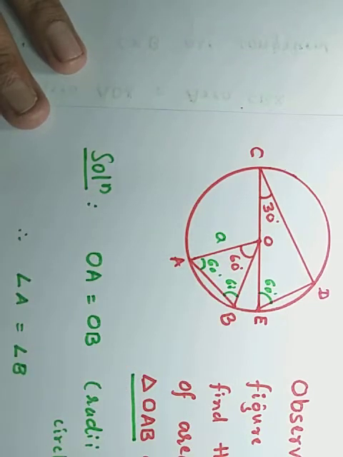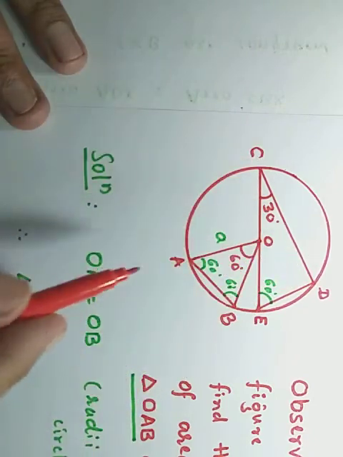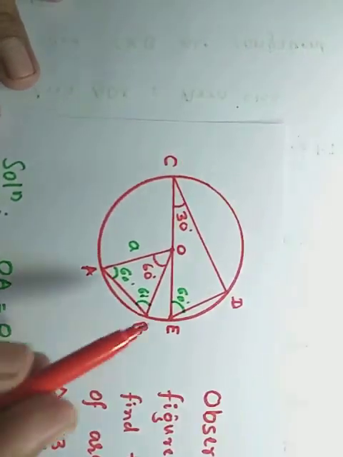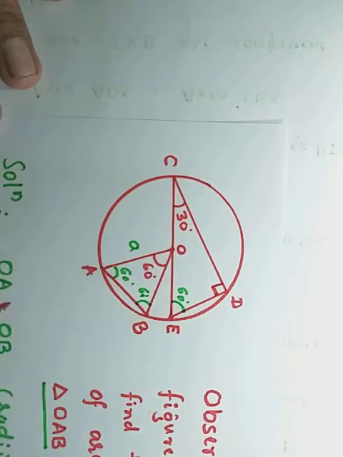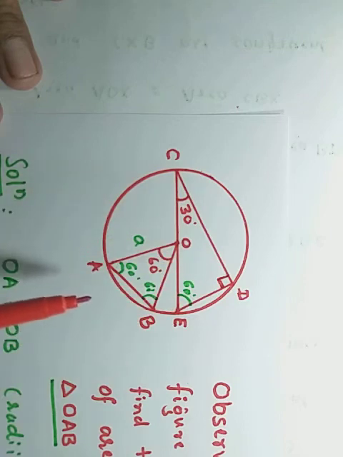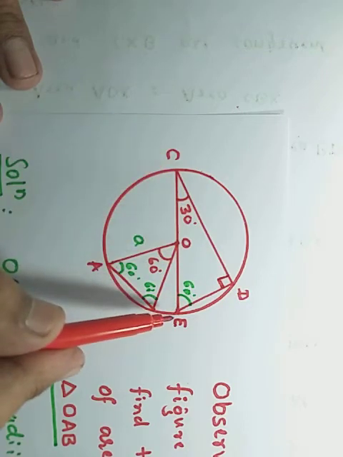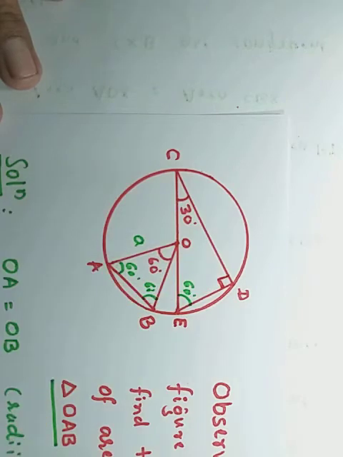Why do we require that? Let us see. First of all, DCE is what kind of triangle? It is a right angle triangle, because angle CDE is an angle in the semicircle, since CE is the diameter. Angle in a semicircle is always 90 degrees.